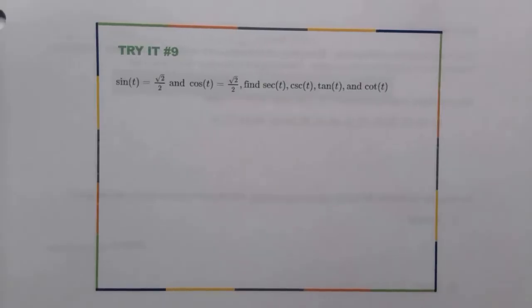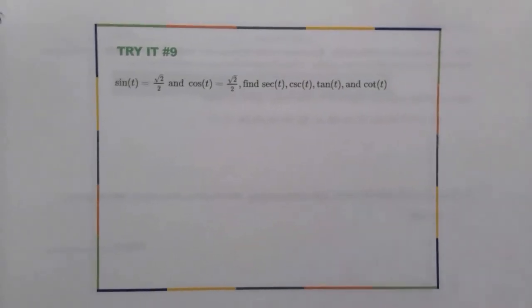And I want you to try this one by yourself when sine of t is square root of 2 over 2 and the cosine is square root of 2 over 2. Find secant, cosecant, tangent, and cotangent. This is a useful exercise that will help you memorize those basic definitions of basic trig functions. You're going to be using them a lot. And I assume that you're already done with that. If not, just pause the video and continue.